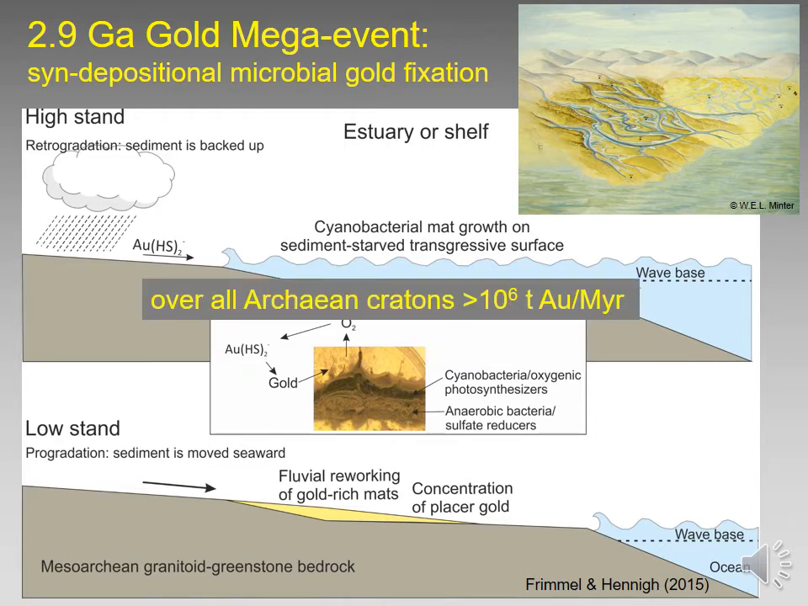If we do a bit of a back of an envelope calculation, we can calculate how much gold we could fix by this process, and just on the order of magnitude, we could actually fix more than 1 million tons of gold per million years. Well, we have quite a few million years available for this, and so we could explain far more gold than that is known in all gold deposits in the world.